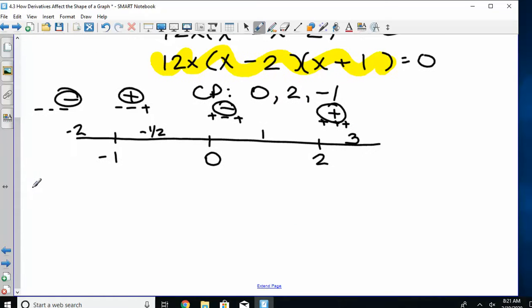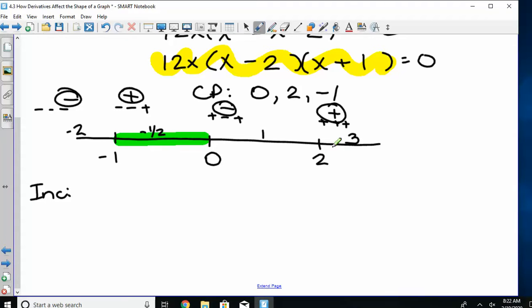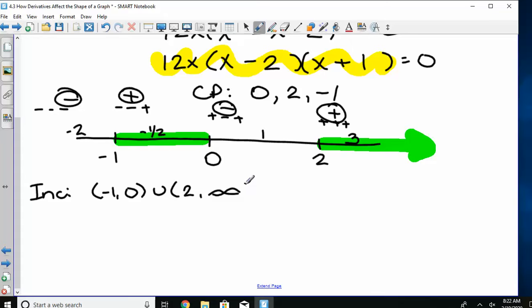So, you are increasing where your derivative was positive. We were positive here and here. So my graph is increasing from -1 to 0 and from 2 to infinity. We are decreasing where the graph was negative. Where's that?